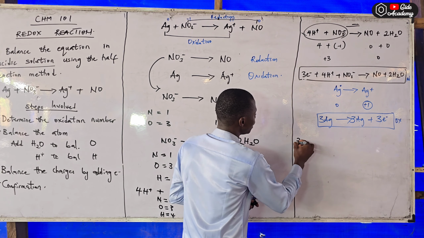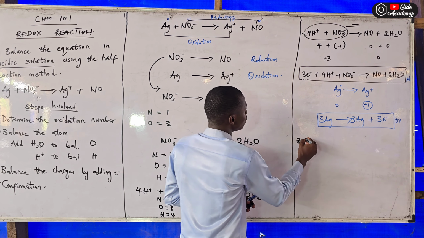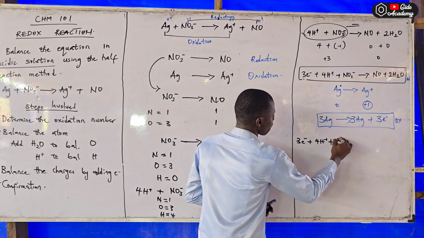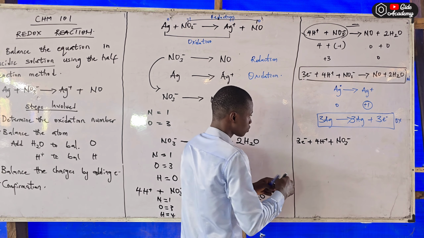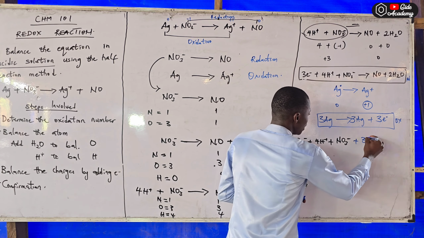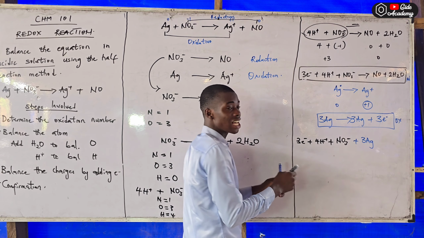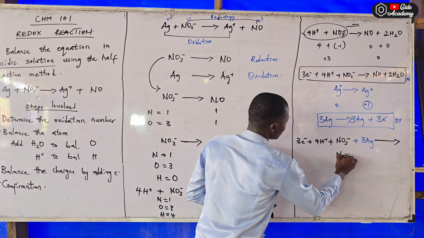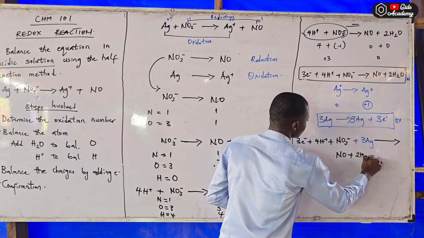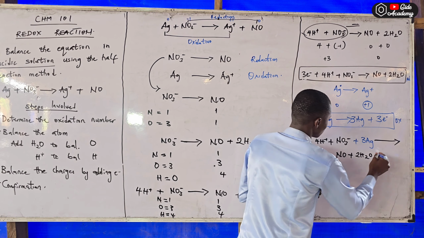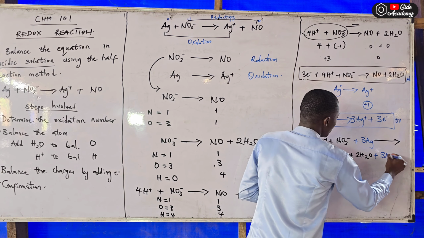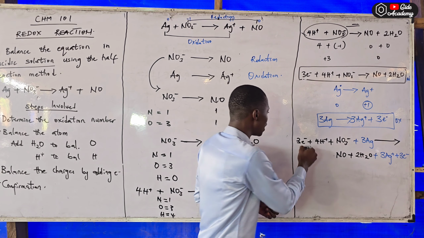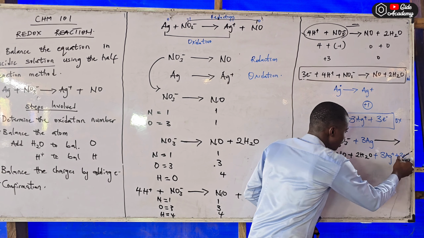So we have 3 electrons for the reactant only, 3 electrons plus 4H+ plus NO3- plus 3 Ag. That's this very one. Now that's all the reactant. Then our product will be NO plus 2H2O, plus 3 Ag+ plus what? 3 electrons. So that's to say, this 3 electrons here has the ability to cancel out this 3 electrons.